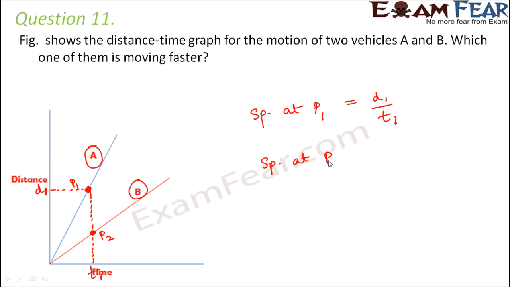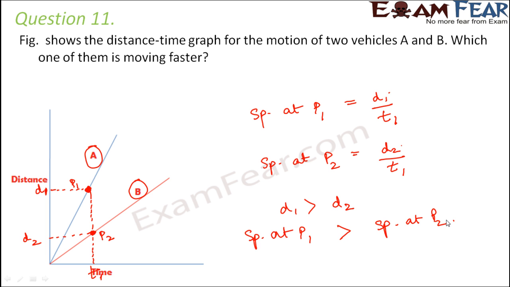Now similarly, let us try to calculate the speed at P2, that is this point. So this would be equal to this much distance. Let's say this distance is D2. So this will be equal to D2 by T1 because time remains the same. Now, if you compare D1 and D2, looking at this picture, you can see that D1 is greater than D2, correct? Therefore, speed at P1 is greater than speed at P2. That means if you compare any two corresponding points on A and B, the speed for the point lying on A will always be more. That means vehicle A is moving faster. So A is faster than B.